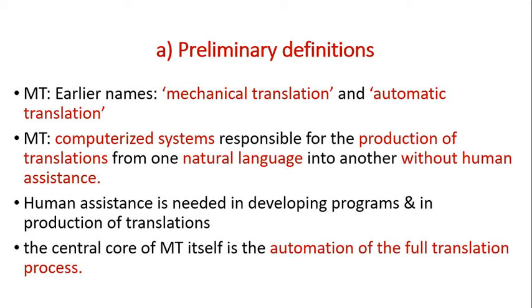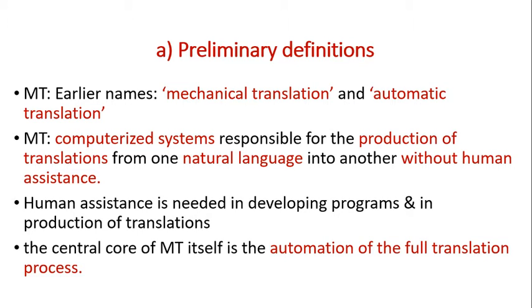Machine translation basically is a computerized system. The key word here is computerized system, which is responsible for the production of translations from one natural language into another without human assistance. Natural language means the language used by humans. It is not artificial. It is not made by humans. It is used by humans, and they are born with the system which enables human brains to use natural language.